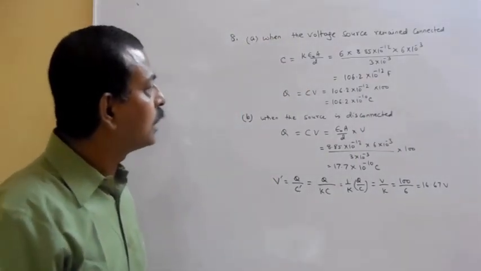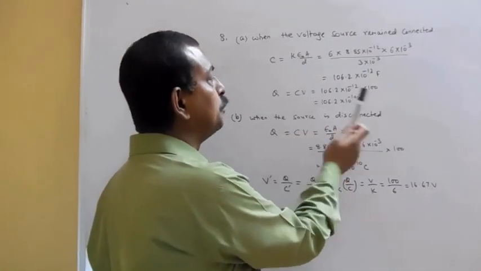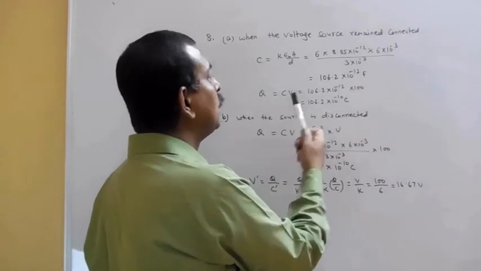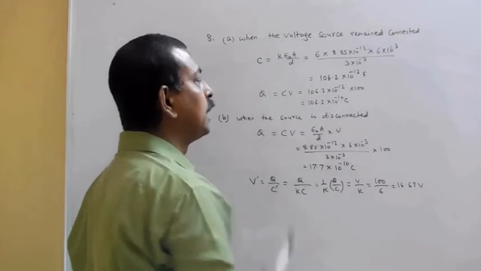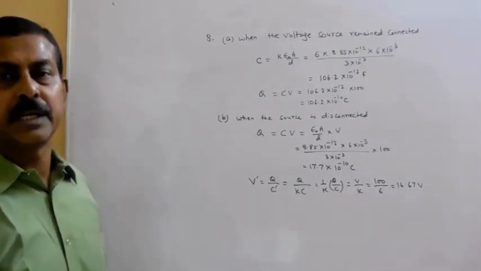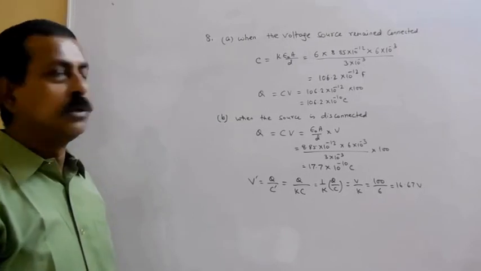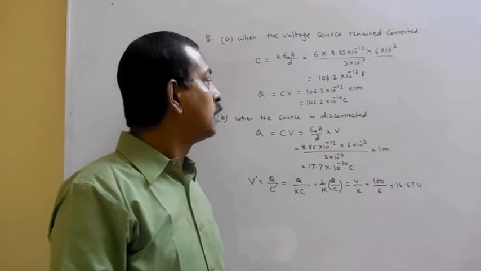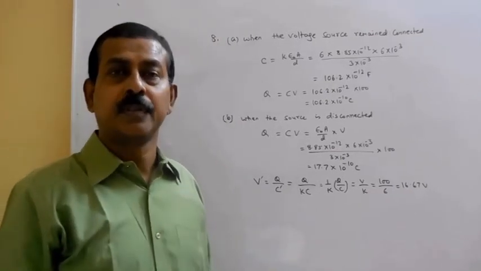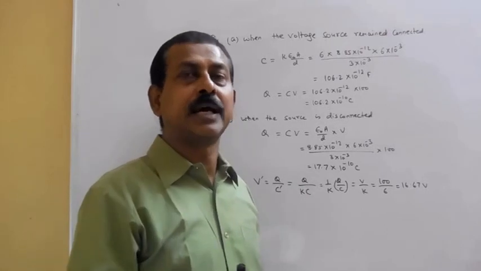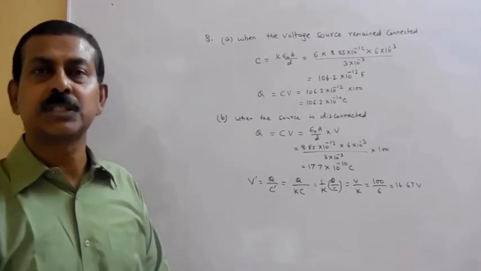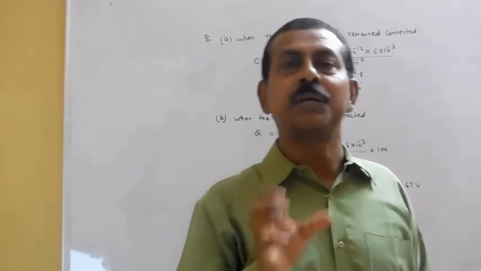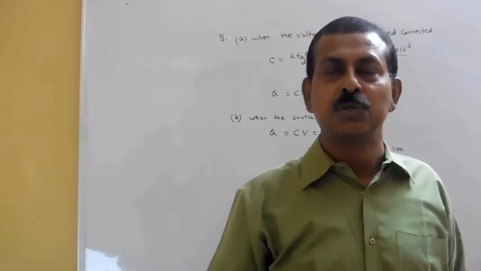If you calculate the charge, it will be C into V. So C is 106.2 into 10 to the power minus 12, V is 100. So it will be 106.2 into 10 to the power minus 10 coulomb. So this is for the first part. In the second part, it is said that the source is disconnected, and after that we are inserting the dielectric slab. So when the source is disconnected, obviously it means whatever charge it has acquired till that time will remain on the plates of the capacitor.